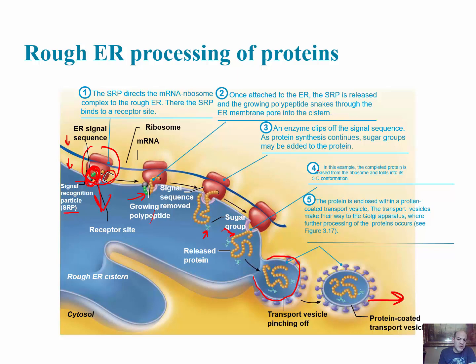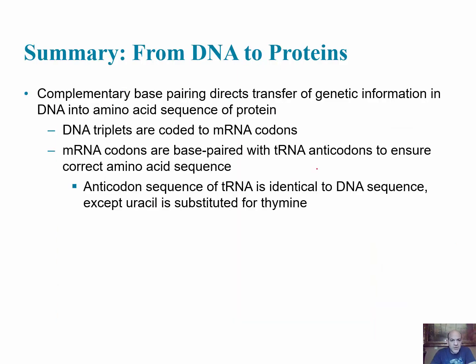So what you end up with after going through the Golgi is a vesicle that stays inside and does intracellular digestion when it comes to a lysosome. So our summary from DNA to proteins. Complementary base pairing is going to direct the transfer of genetic information from DNA into the sequence of amino acids for our protein. Remember that DNA has the triplets, and those triplets are then coded on mRNA, and we're going to call that three-letter sequence on mRNA codons.